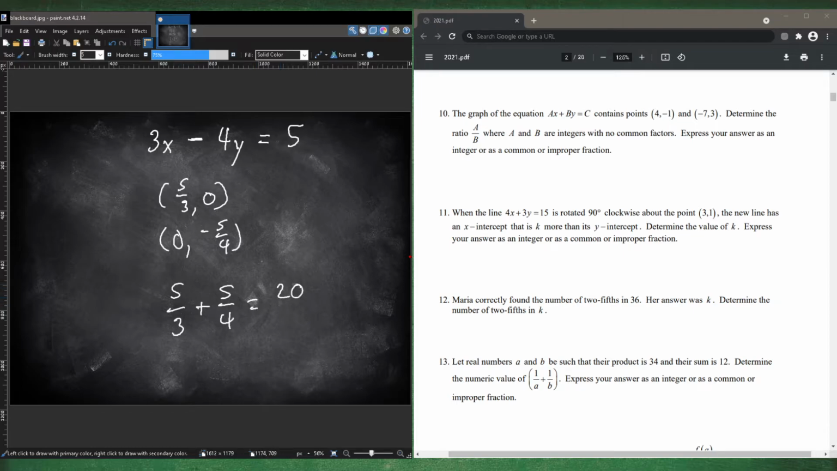So the common denominator is 12. 4 times 5 is 20, 3 times 5 is 15, so 20 plus 15 is 35. 3 times 4 is 12. So that's 35 over 12. And that is your answer for number 11. It's just that simple.